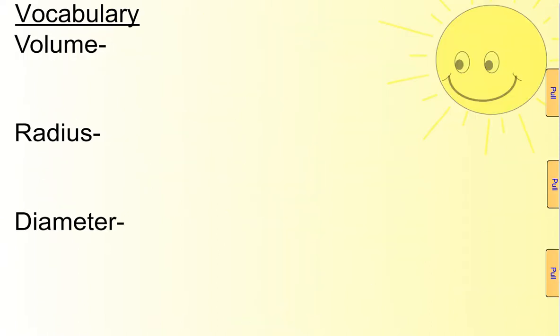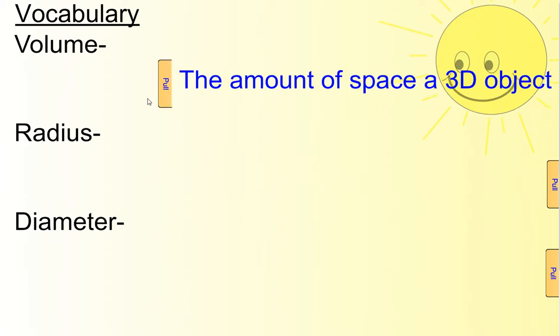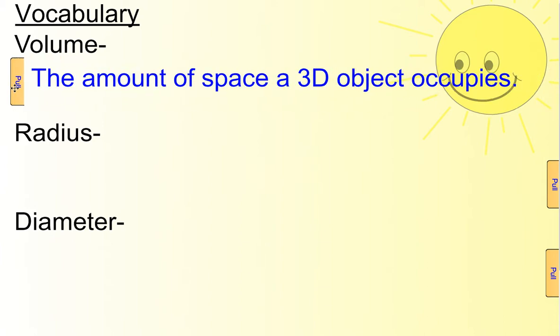So you might be going, well, what the heck is volume? Volume is the amount of space a 3D object occupies. The amount of space inside, the amount of stuff you could put inside that object.